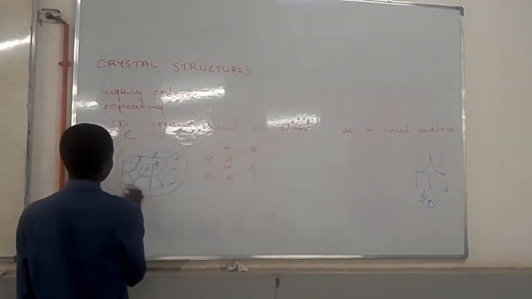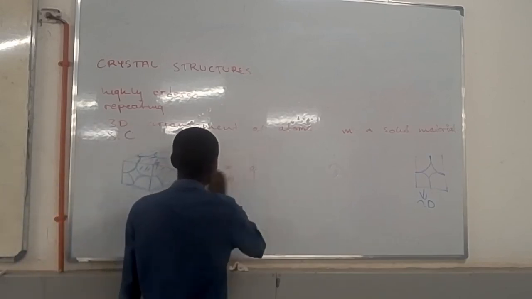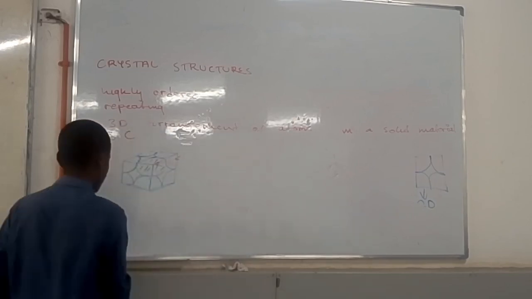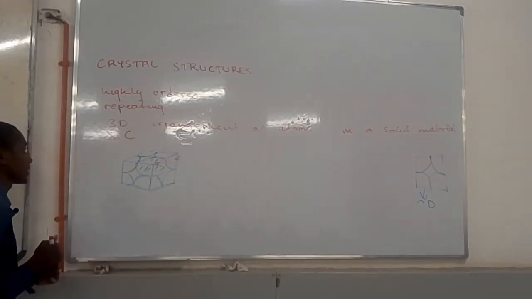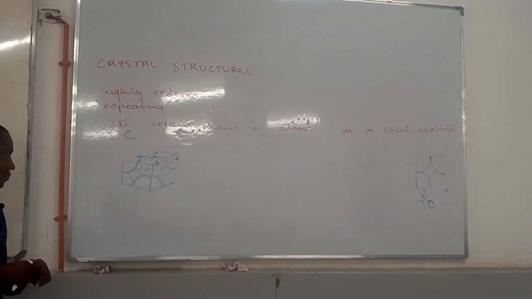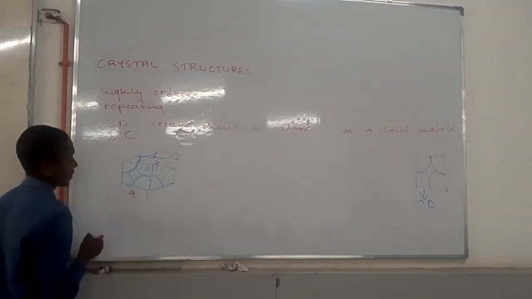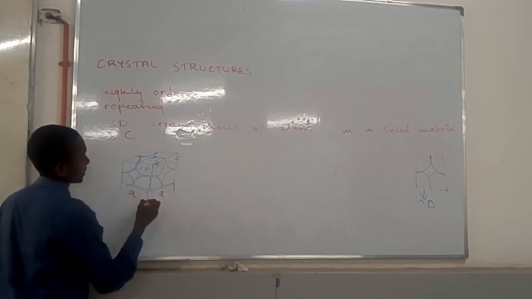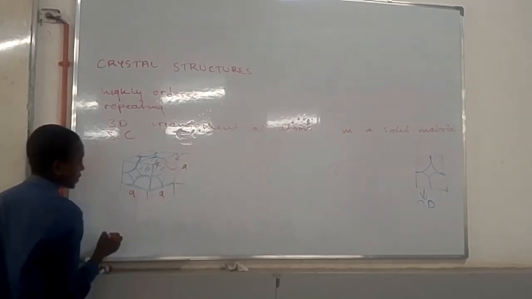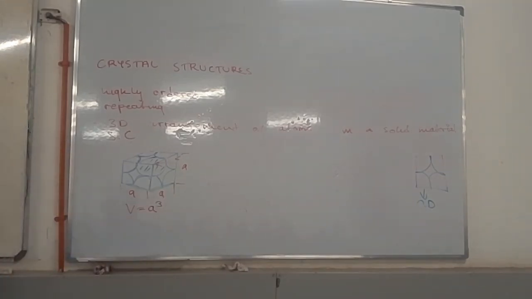Okay, let me just quickly go over how you calculate the volume for this. How to calculate the volume for the simple cubic is derived from the fact that this is a cube. And we know that the volume for a cube is what? If this side is A, even this side would be A. So the volume would be A to the power 3.